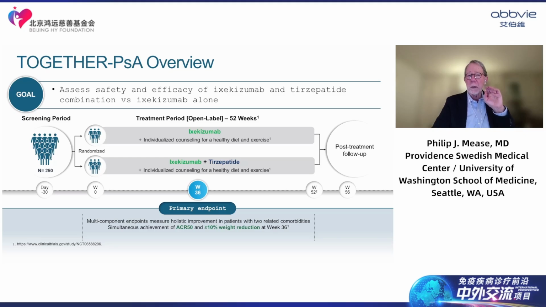This is a study in which a biologic agent, in this case the IL-17 inhibitor ixekizumab, was used in one arm of the study, and then a combination of ixekizumab and tirzepatide was used in the other arm of the study. Let's look at the results.